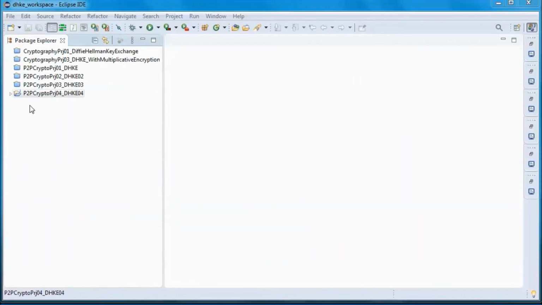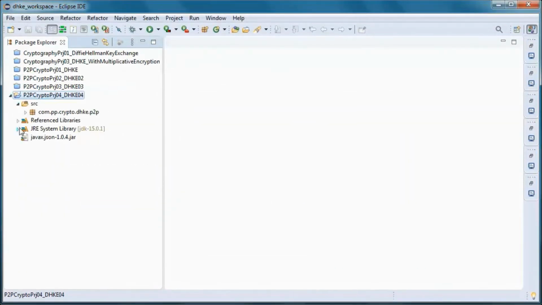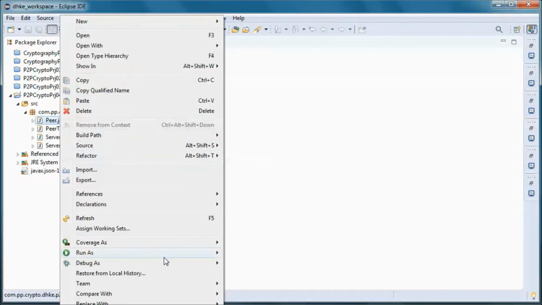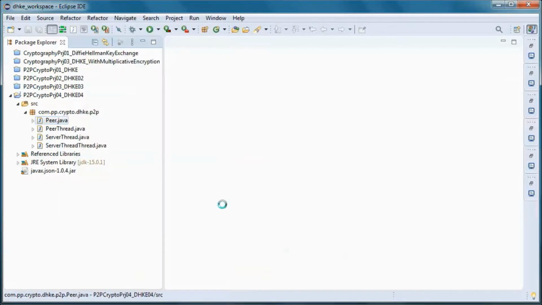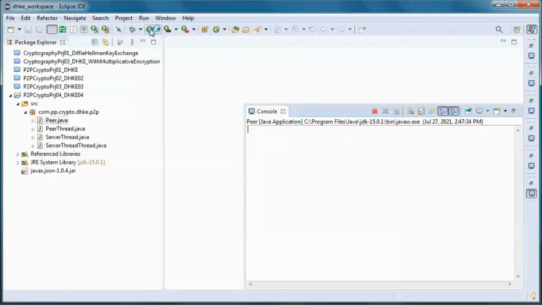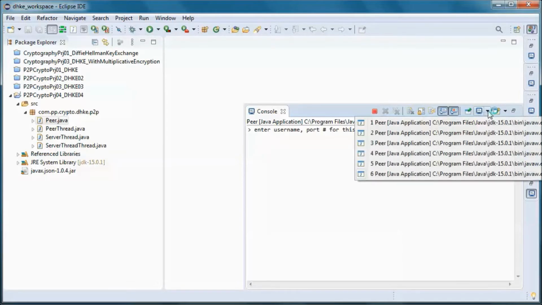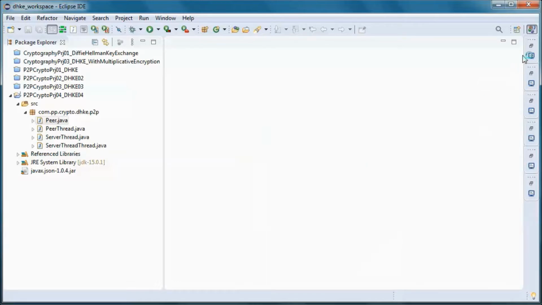This is a pre-built version of the application. So let's go ahead and run it. And we'll have 5 peers that are trying to communicate, and 1 eavesdropper peer.